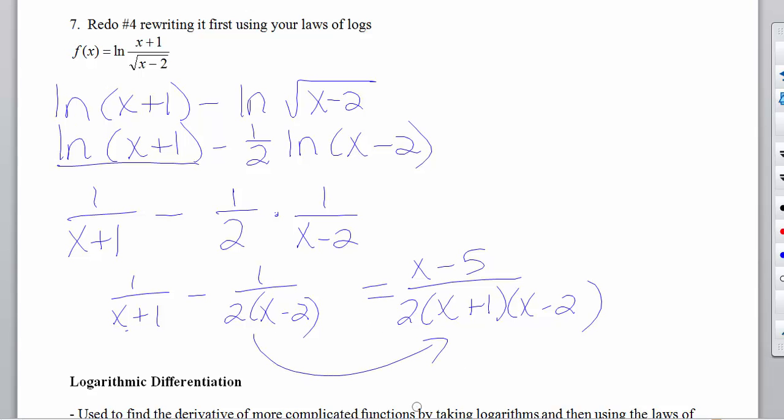Now I could differentiate both sides. So the derivative of the natural log of y would be the same rule, 1 over y times the derivative of y, which would be y prime. Here's the implicit part.